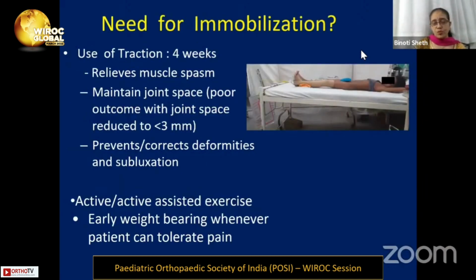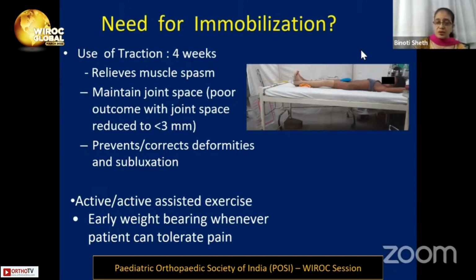So as I was talking to you about the immobilization, there is a controversy whether we should immobilize the hip joint or allow it to be mobile. So use of traction is recommended for the initial 4 to 6 weeks because that helps in relieving the muscle spasm. It maintains the joint space, which is very, very important because it's been seen that poor outcome is seen if the joint space is reduced to less than 3 millimeter. And the traction method can prevent and correct deformities and subluxation.